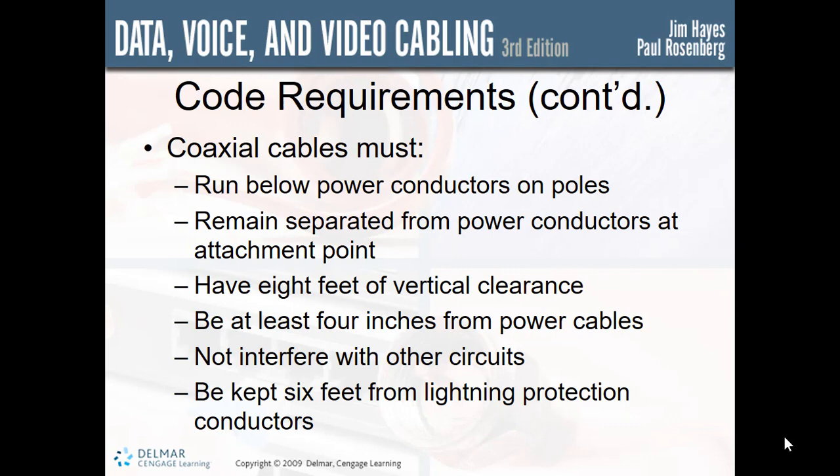Once more, here we have where we route our cable. Cable must be run below power conductors on the poles. So if you take a look at the streets outside, you will notice that there are two separate levels on the utility poles, and the top level is usually your electrical level, and then the one below it would be your cable and telephone. So coax cable must be run below the conductors of power poles. They remain separate from the power conductors at the attachment point.